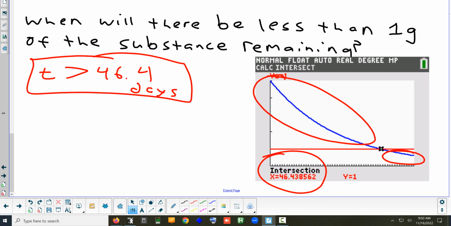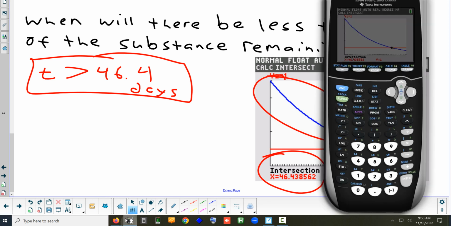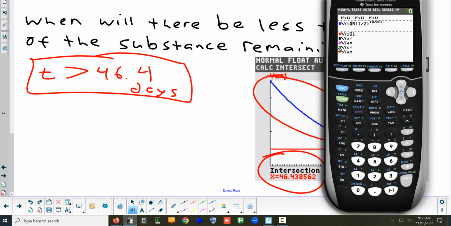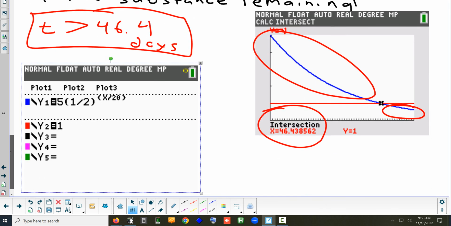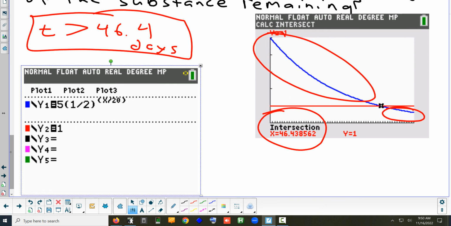What did you plug into the calculator for your values to get that? That's what I plugged in for my Y1 and Y2. All right, so you just put in the location. The one. Yep. Questions on that?